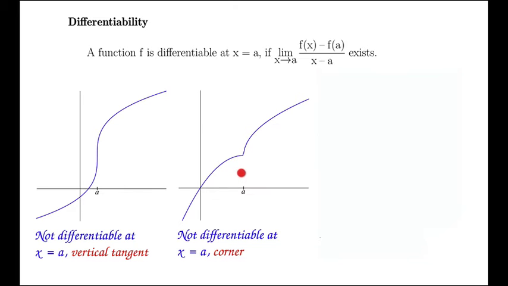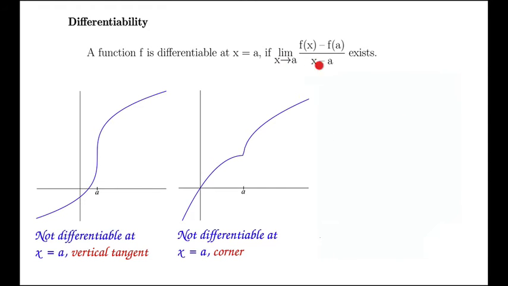Notice that both of these functions are continuous. So this is a nice continuous function, and this is a nice continuous function. So both of these examples are examples of functions that are continuous at x equals a, but not differentiable at x equals a. So remember we say that if a function is differentiable at x equals a, it has to be continuous. Here's an example that shows that a function can be continuous at x equals a, but not differentiable at x equals a. Same thing here. The function's continuous at x equals a, but not differentiable at x equals a.